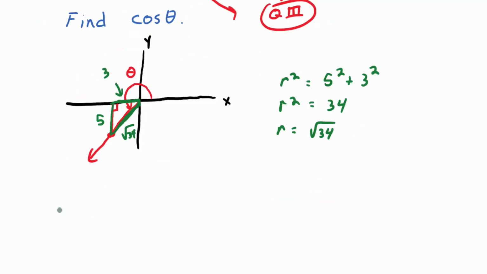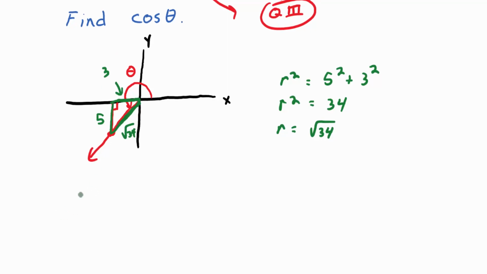Okay, so we want to find the cosine of theta. So let's think about the CAH part of SOHCAHTOA. Cosine of theta, looking at this triangle outlined in green, what does the cosine of theta say? Yeah, cosine is adjacent over hypotenuse. What's the adjacent side? 3. The hypotenuse is root 34.